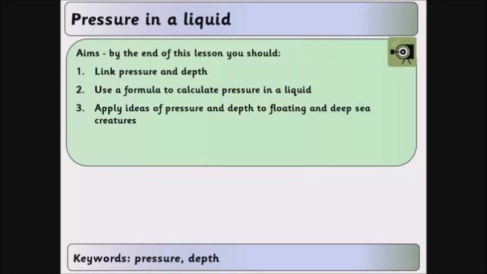Okay, welcome to our second video in the pressure series. This is talking about pressure in a liquid today, or we could say fluids, but in particular we're going to talk about liquids. What's the aims? Linking pressure and depth using a formula and applying some ideas of pressure to floating and to deep sea creatures.